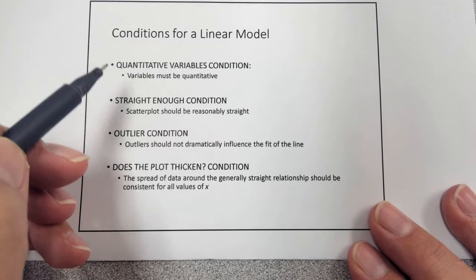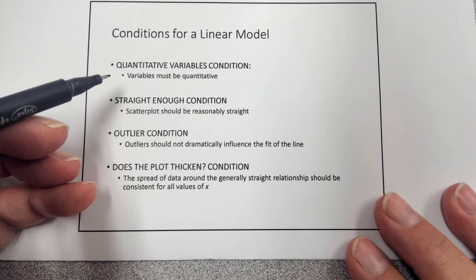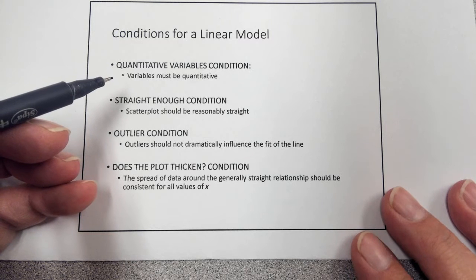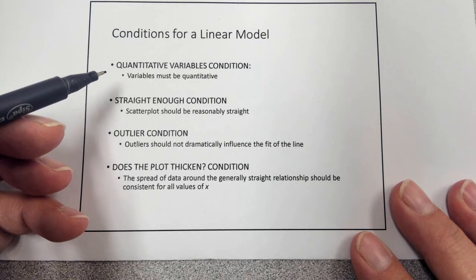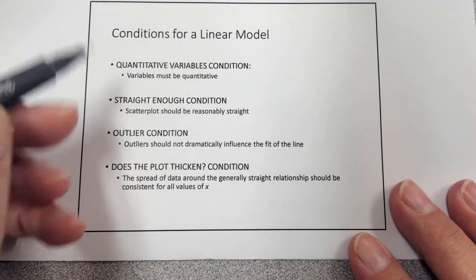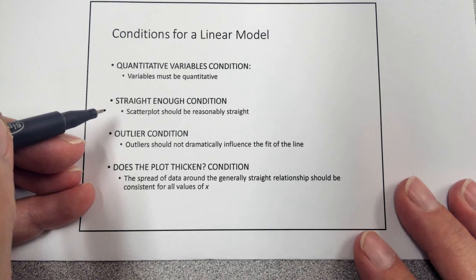First of all, you have to have quantitative variables. That's kind of the no-brainer. You can't make a scatter plot if you don't have quantitative data. So if you don't have a scatter plot, you certainly can't draw a line through a bunch of points. So that's kind of the have to have quantitative. The straight enough condition says that the scatter plot has to be reasonably straight. If you have a big fat curve in your set of data, it is not appropriate to stick a line through it and say that line does a good job of describing what those points do.